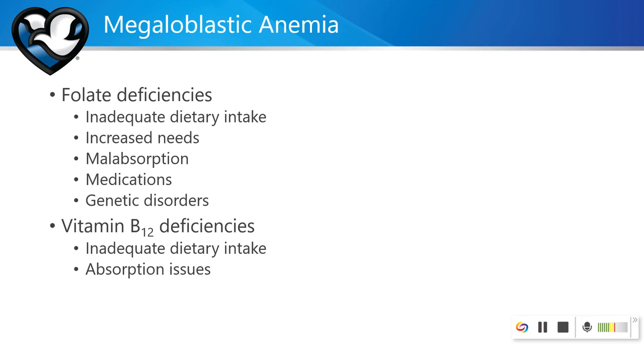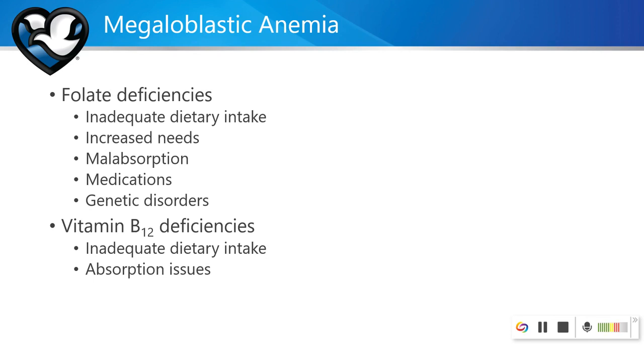Poor intake is uncommon in countries that fortify foods such as the United States, but is common in chronic alcohol use, anorexia, or malnutrition from illness. It may also be decreased during pregnancy, lactation, or hemodialysis.